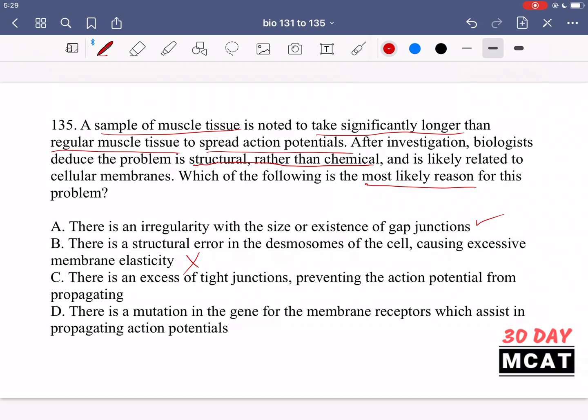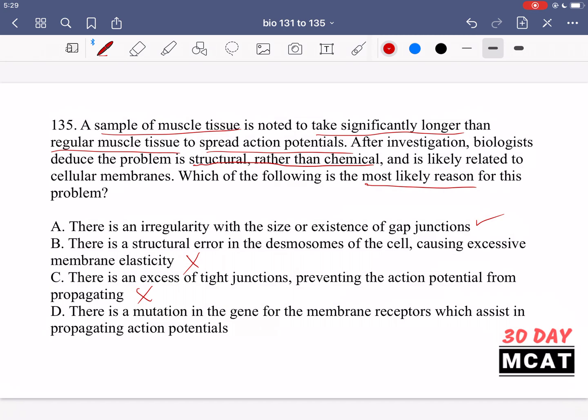If this happened, we'd see a lot of other problems rather than just the fact that action potentials take longer. It seems like everything else, the functioning of the cell, seems to be fine. It's just the action potentials are taking a while to propagate. So it needs to be something which is more directly related to action potentials. Option C is saying there's an excess of tight junctions preventing the action potential from propagating. Similar to B, no. This would just hold the cells together more tightly, but we see nothing that demonstrates that that is happening, and tight junctions are not directly related to action potentials.